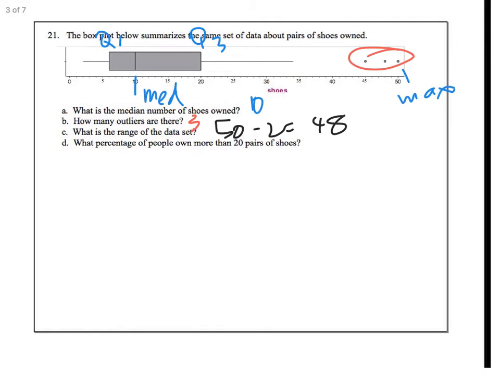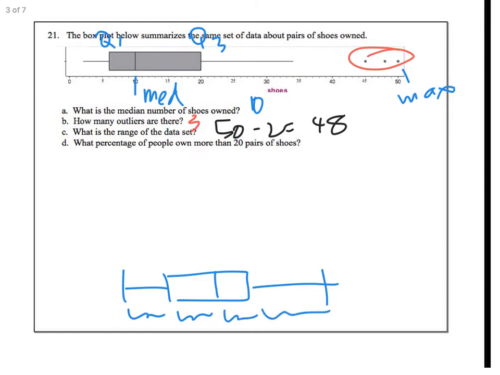And what percentage of people own more than 20 pairs of shoes? Well, if you remember a box and whisker plot, I'm going to sketch one down here. They have 4 parts. So here's one part, second part, third part, and fourth part. Each one of those is 25%. So if I'm looking at 20 or more, that's my last part of my box and whisker plot, the last piece. That's my upper 25%.